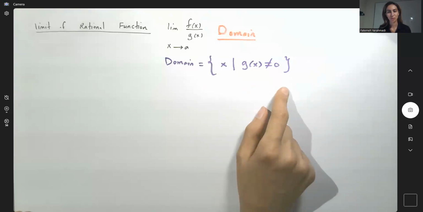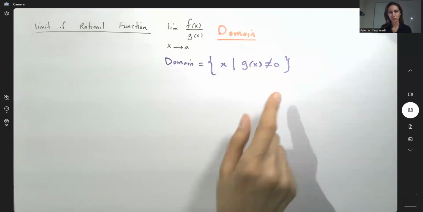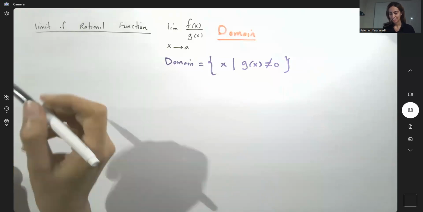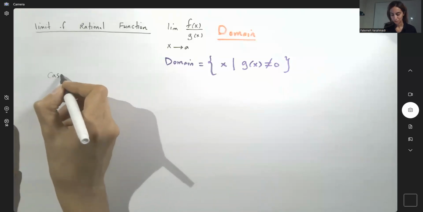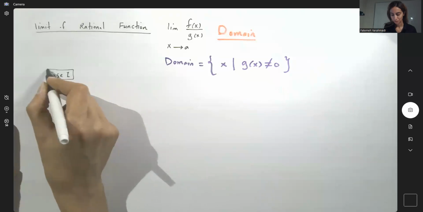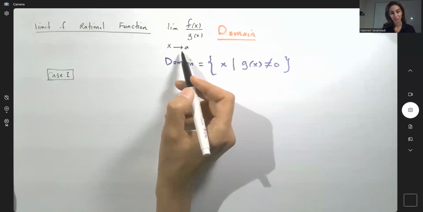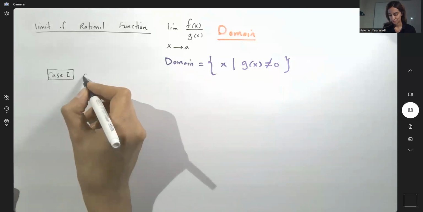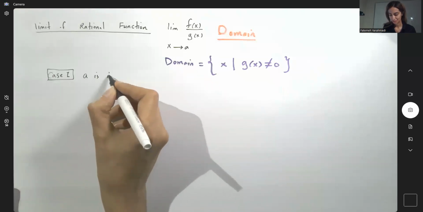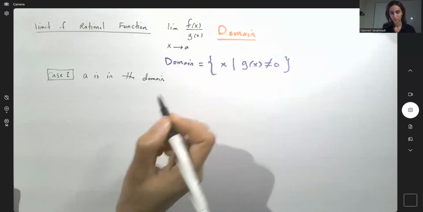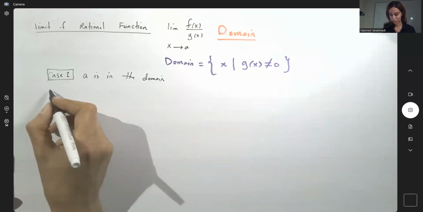After analyzing the domain of the function, we're going to divide this up into 3 different cases. In case 1, a is in the domain of the function. Give us an example.